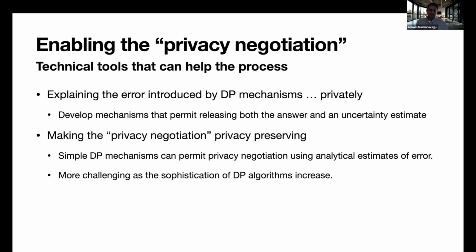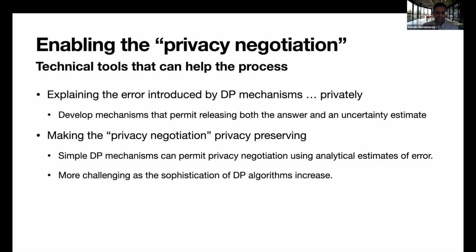Also, making this privacy negotiation itself privacy preserving is an interesting challenge, because if this back and forth happens a few times and each time you're releasing something, you need to make sure that the overall process is privacy preserving, right? In some cases where we have worked with some organizations, we were able to use simple DP mechanisms that can permit this negotiation without using the data at all, just using analytical estimates of error. And in some cases, that's great.